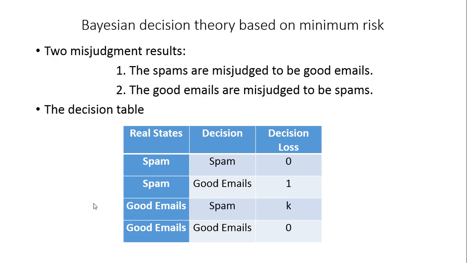Another thing we should consider in this project is the Bayesian decision theory based on minimum risk. We have two misjudgment results. First one is the spam are misjudged to be good emails. The second one is good emails to be spams. Then, thus, we define this decision table, and we can see this K here is decision loss. For the second case, the good emails are misjudged to be spams. Absolutely, this K is bigger than 1.